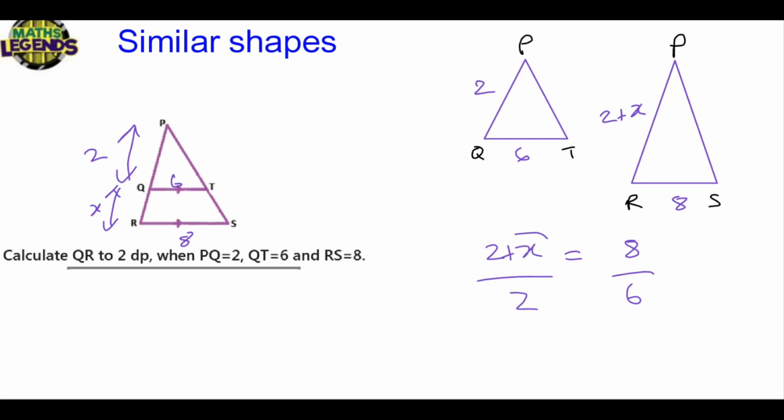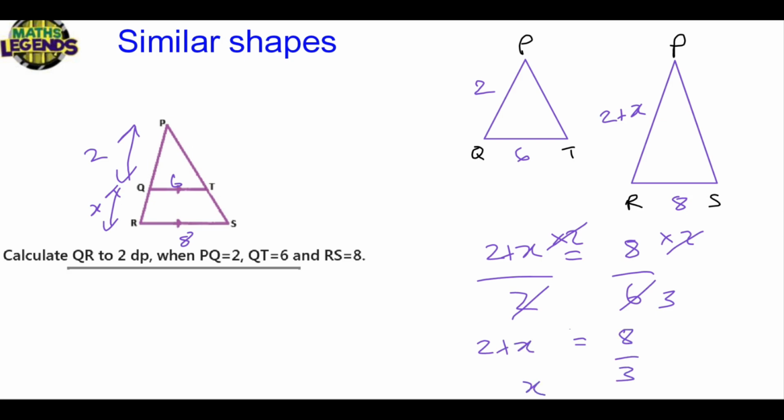Now notice that we put 2 plus X on the top. That's because we put this 8 from the same triangle on the top here. We then simplify. So we can multiply both sides by 2. So this cancels with this. 8 times 2 is 16 over 6. But then before that, we can just cancel this with this one here, and we're left with 3. So now we have 2 plus X equal to 8 over 3.